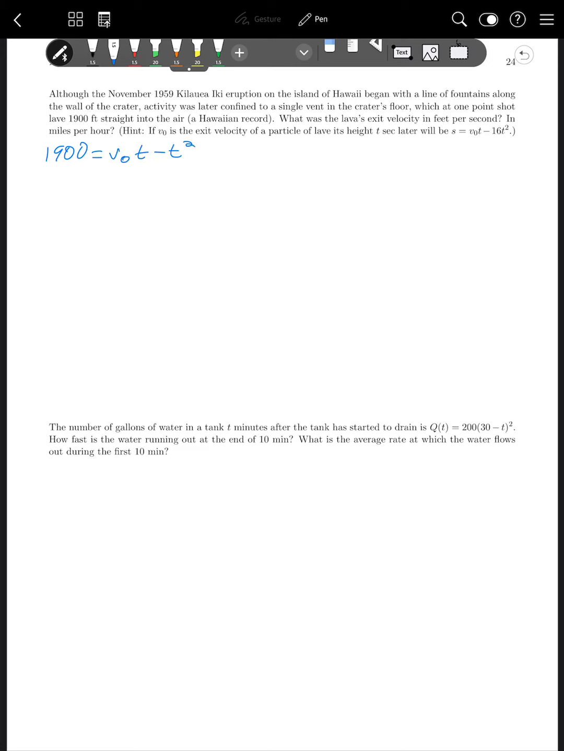But we still have two variables left over. Well, what happens at the highest point? At this highest point, 1,900, we know that the velocity equals 0. So one thing we can do is use the velocity function. We've got s equals v naught t minus 16t squared, and we can take the derivative of this to find v. So that would be v naught minus 32t.